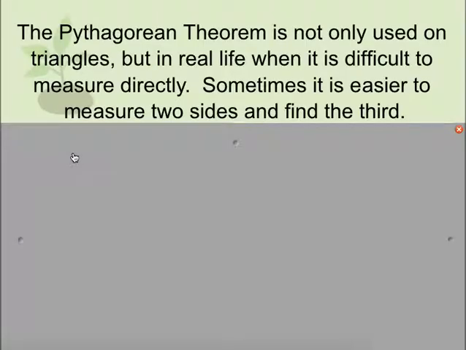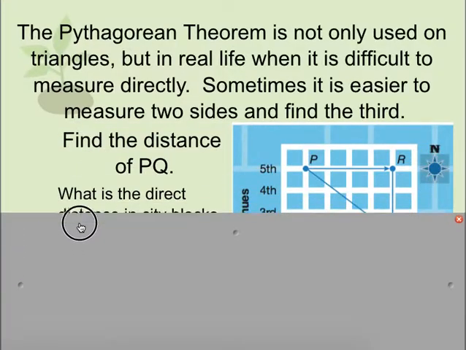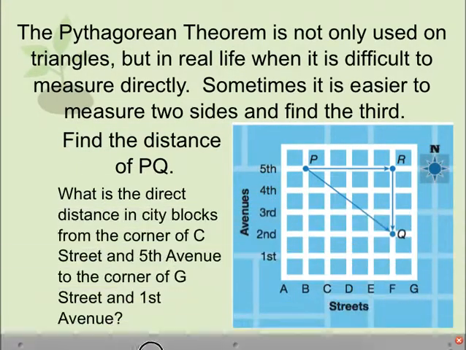So the Pythagorean theorem is what a lot of this is based on. It's not only used for triangles, but often to use when measuring directly is very difficult. So we need to know a couple of the sides in order to find the third.